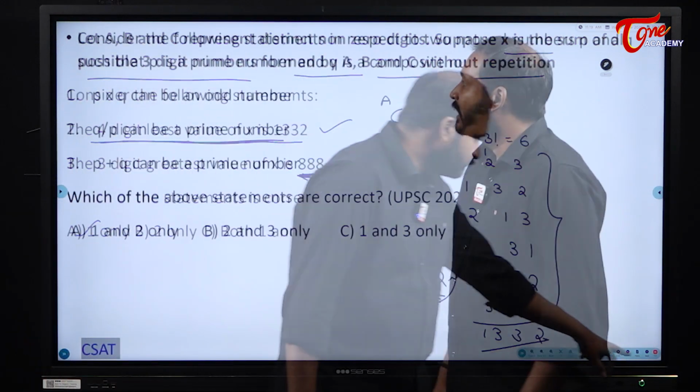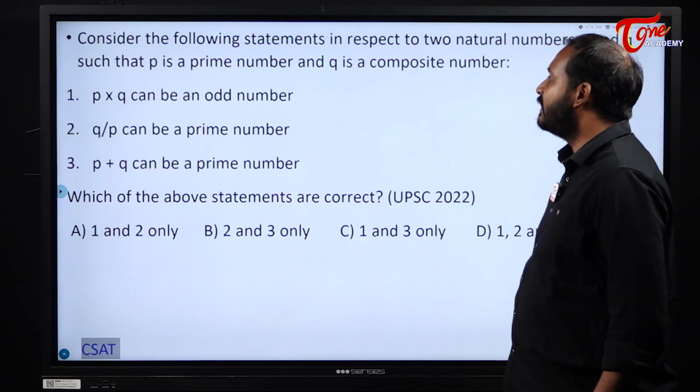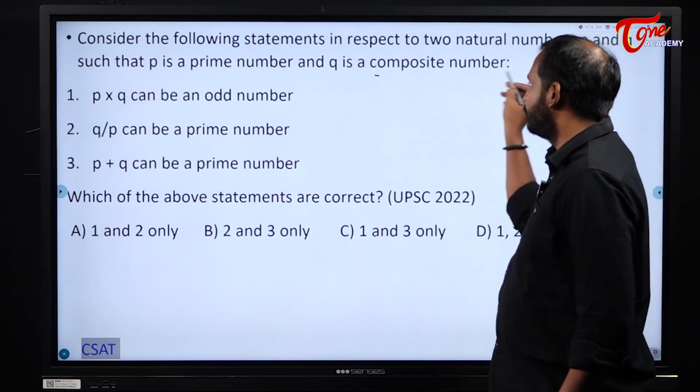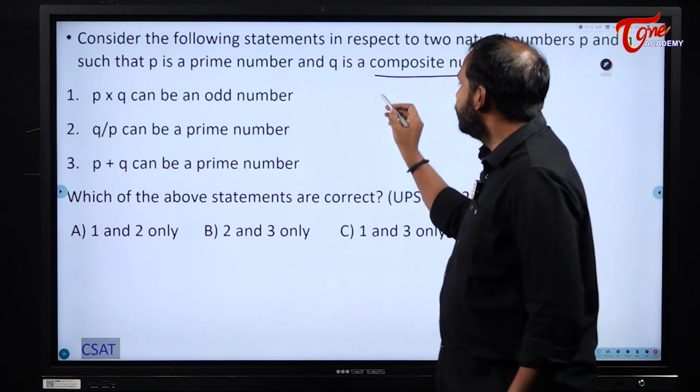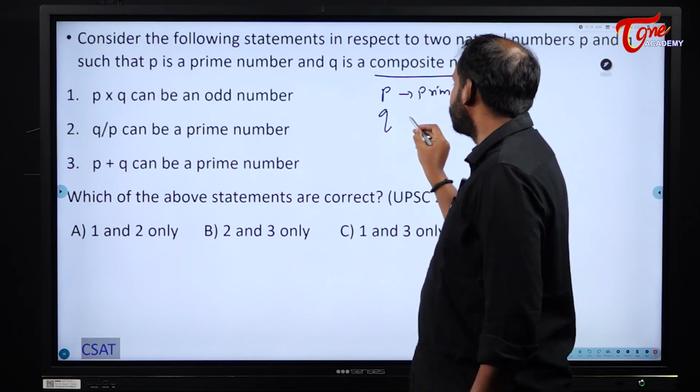See the next one. Consider the following statements with respect to 2 natural numbers P and Q such that P is a prime number and Q is a composite number. They are telling that P is prime, Q is composite.